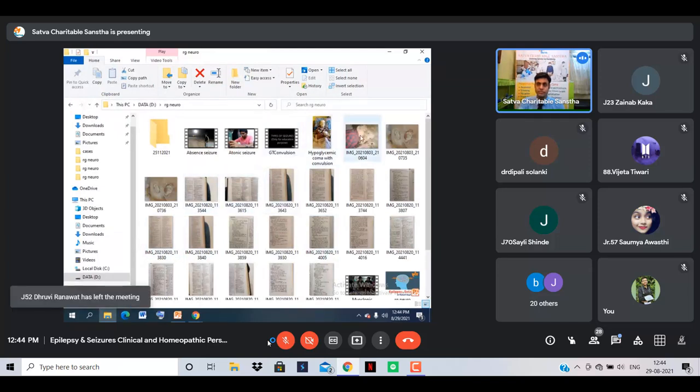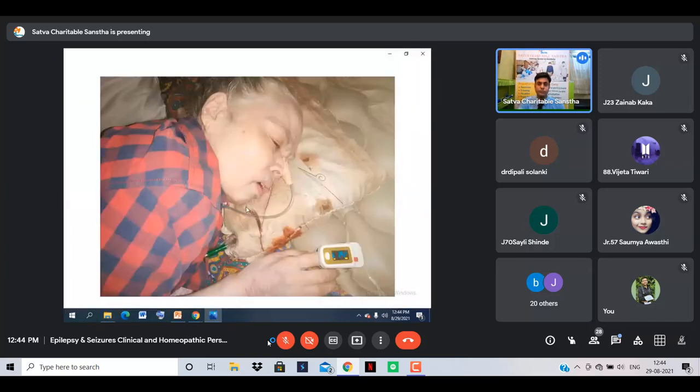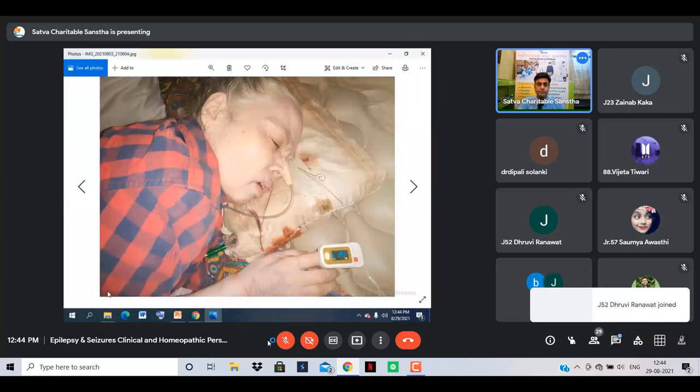So this, see this, I will share. I don't know whether you can see this photograph. Can you see this photograph? Hello, can you see this photograph?